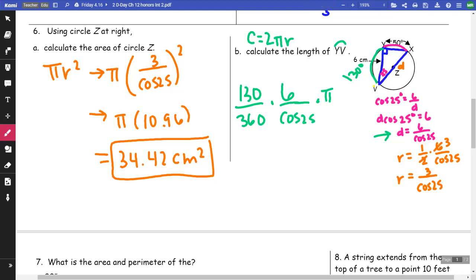And let's see, I am going to end up getting this to be about 2.39 pi. And let me times it by pi to get an actual decimal. So this is going to be 7.51 centimeters is the arc length.